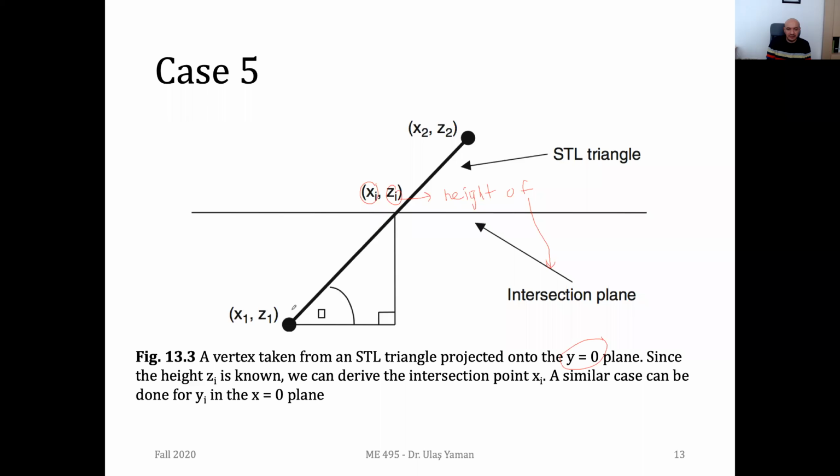But this is the single unknown here. These are already known, since these two are the vertices of the triangle. We don't need to do any computation, they are already known. So by doing a kind of interpolation, we need to determine xi. And once we do it for the y equals 0 plane, we need to repeat it for the x equals 0 plane to determine yi. And then later, with the help of these, you will be done with the first intersecting point.